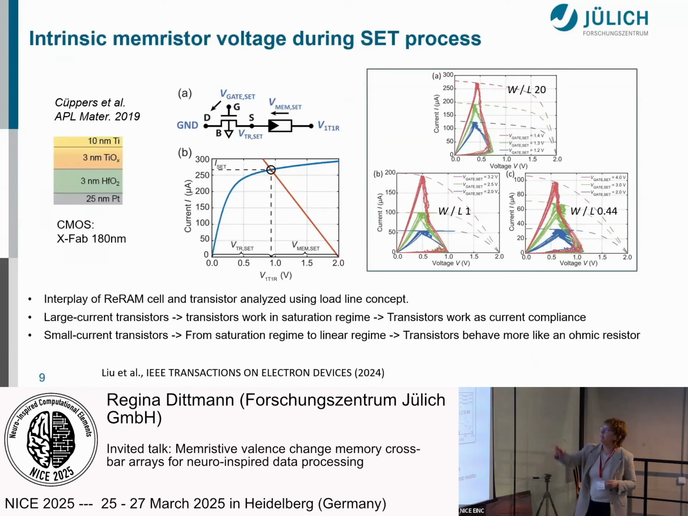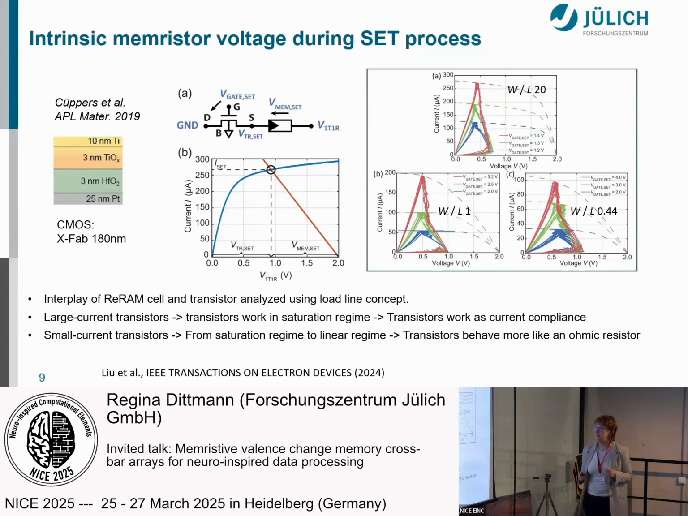What you can see here is that we apply the voltage, the ground on the side of the transistor, the voltage on top, the bias on the memristor, and now we have a series connection of the transistor and the memristor. Now the question is, when we apply a voltage to the system, how is the voltage divided between the transistor and the memristor?